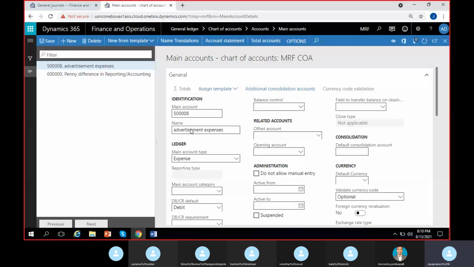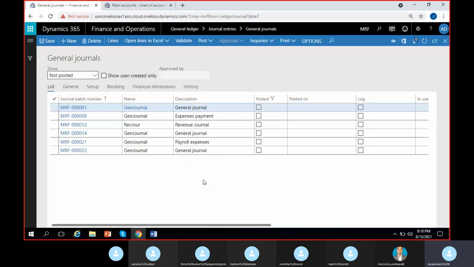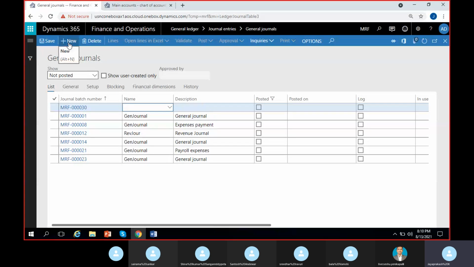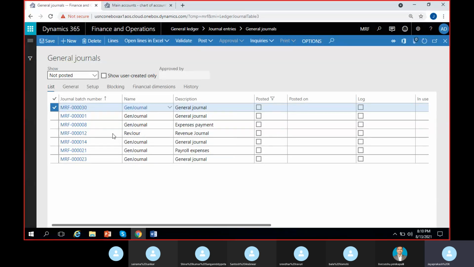I'll create one more account as this revenue. Okay, we'll call it as revenue account and save it. All right, so I have two accounts now, one expense account, one revenue account, advertisement expense account as well as sales revenue account. So first I will use the advertisement expense account to post the advertisement expenses in the starting of the year. So I'm going for new journal, going for general journal, going for lines.